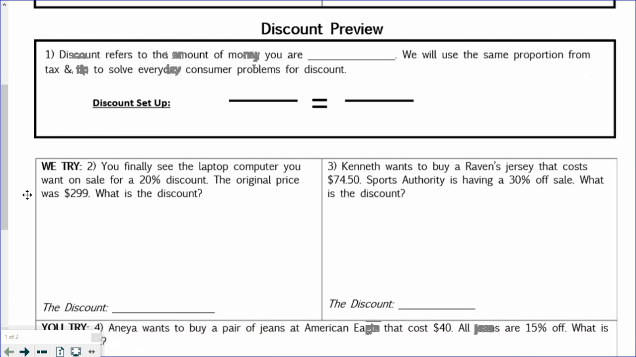All right, so we're going to be doing discount today, which is very similar to the setup for tax and tip. However, discount this time, instead of an additional charge that goes on to our purchase, it's money that we save. So we will use the same proportion setup from tax and tip to solve everyday consumer problems.